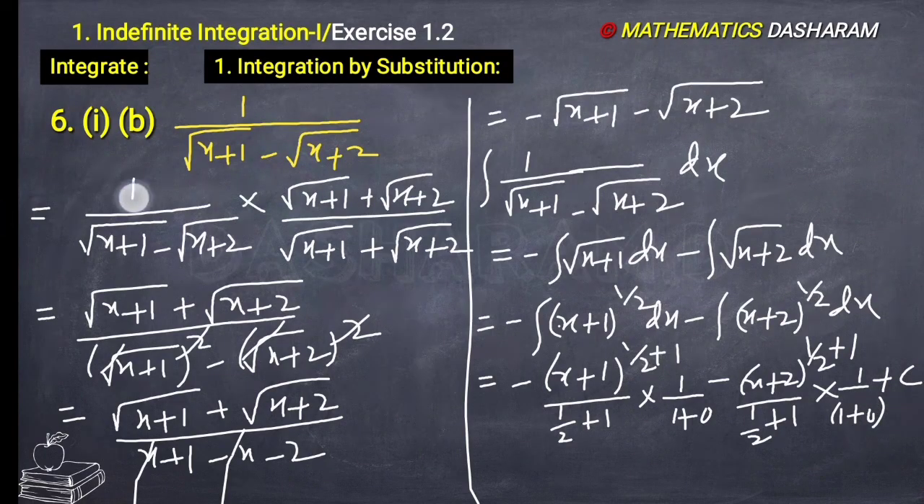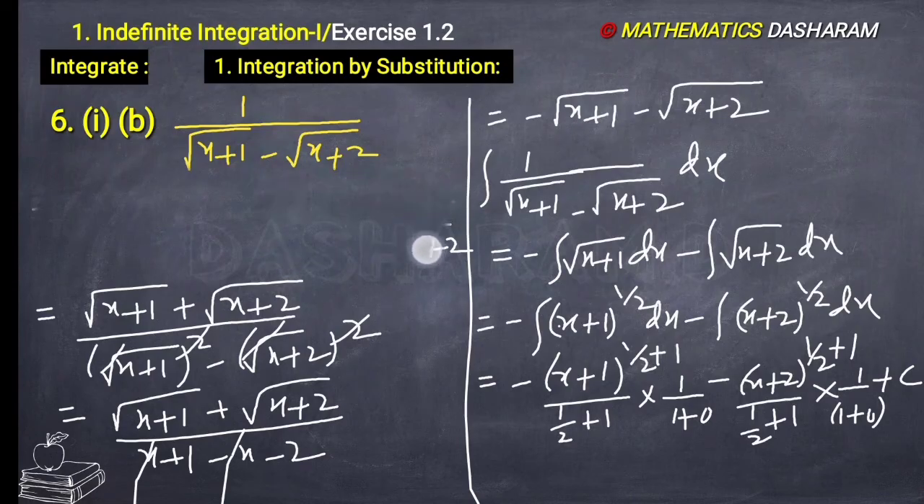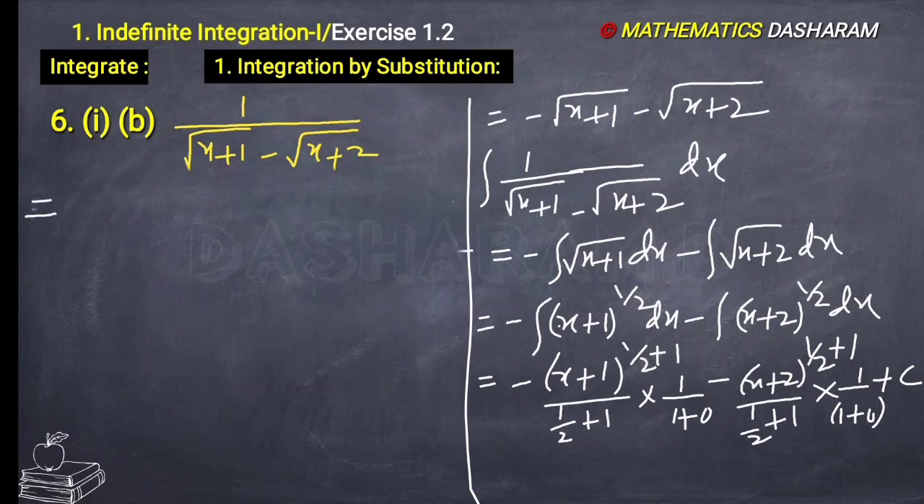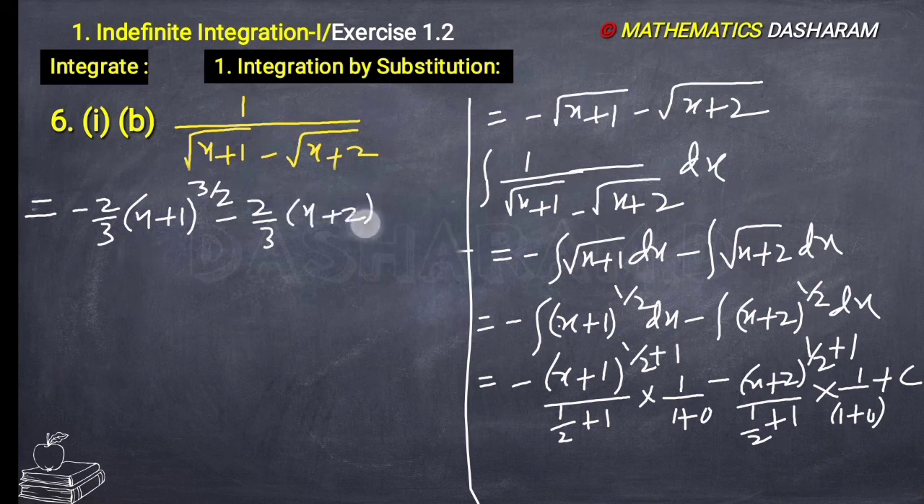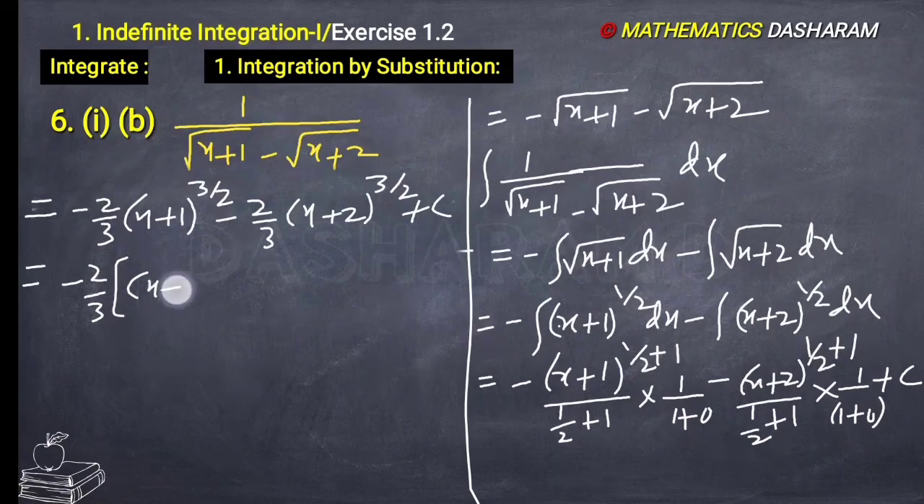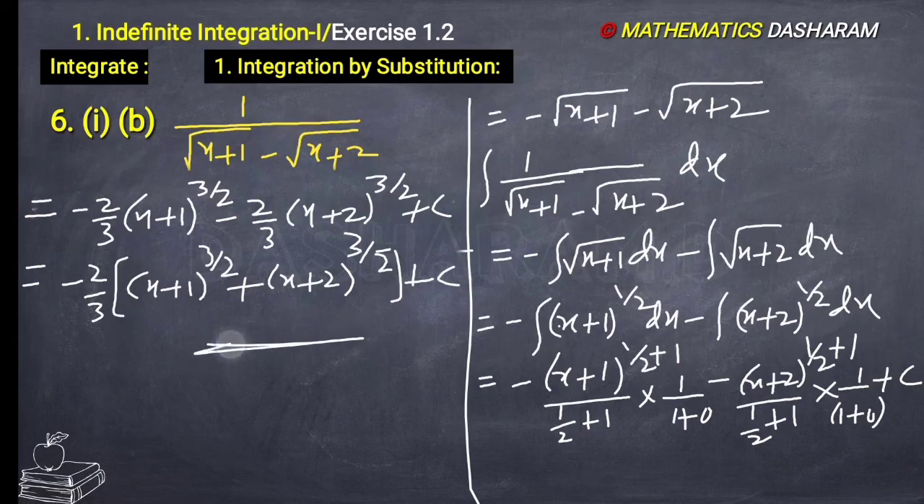So then it is equal to minus 2 by 3 into (x+1)^(3/2) minus 2 by 3 into (x+2)^(3/2) plus c. Now we can take the minus 2 by 3 common. So (x+1)^(3/2) plus (x+2)^(3/2) plus c is our required answer.